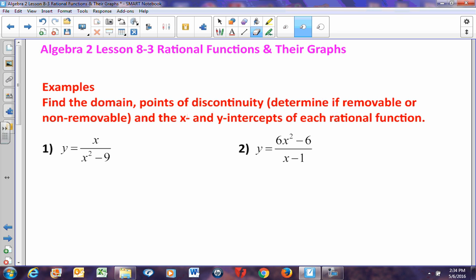Okay? So you need to write in the directions that I did here, which is find the domain, the points of discontinuity, and determine if they're removable or not removable, and the x and y axis. We'll talk about asymptotes in a little bit. Original directions were to find the vertical asymptotes and horizontal asymptotes, which until I really teach you how they work, that doesn't work. I put the wrong direction in there. So this is the correct direction. Find the domain, the points of discontinuity, and determine if they're removable or non-removable. And then find the x and y intercepts of each rational function.